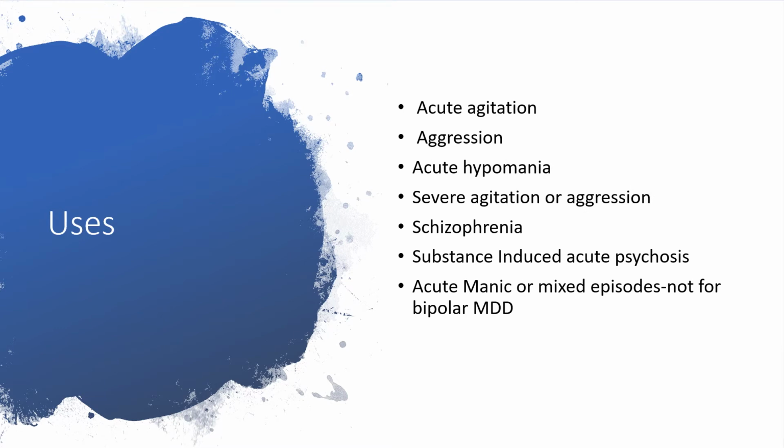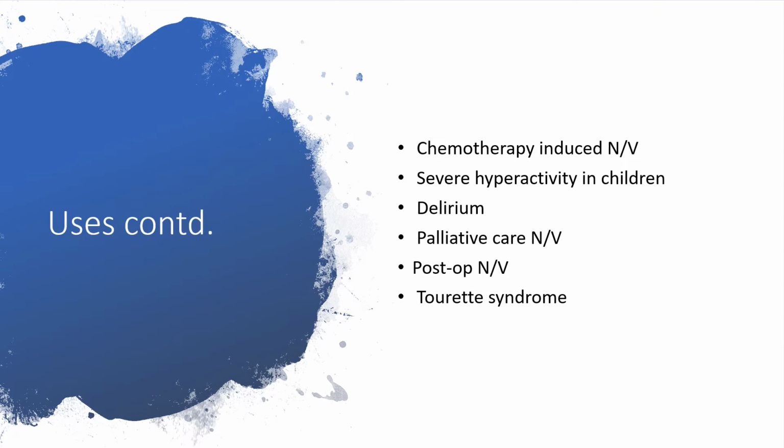Uses. Haldol or haloperidol is pretty useful in the face of acute agitation, aggression, acute hypomania, severe agitation or severe aggression, schizophrenia, substance-induced acute psychosis, acute manic or mixed episode, but not for bipolar involving major depressive disorder. Also useful in chemotherapy-induced nausea and vomiting, in severe hyperactivity in children, delirium, in palliative care with nausea and vomiting, postoperative nausea and vomiting, and Tourette syndrome.